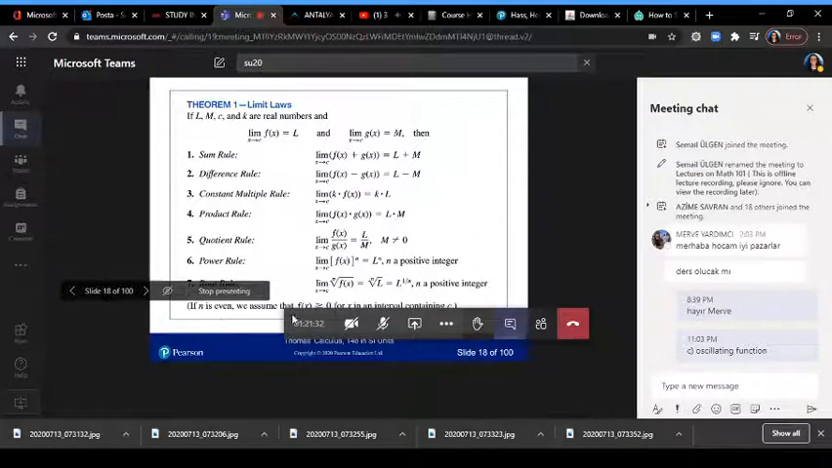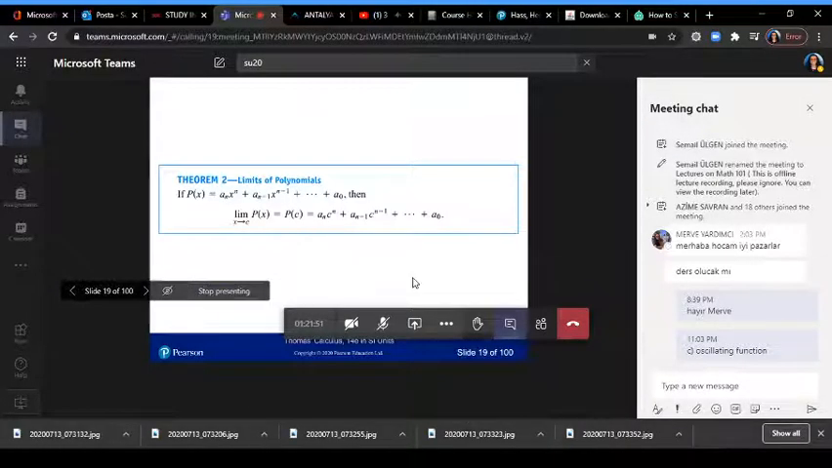If n is even, we assume that f is greater or equal to 0. Otherwise, it doesn't make sense, right? For example, square root of -1 doesn't make sense for us. So this n is a positive integer, but if n is even, we assume f to be a greater or equal to 0 function. Alright, these are the rules.